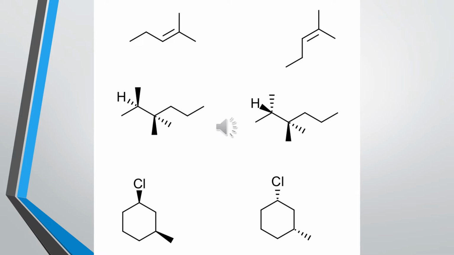Okay, well, this is kind of fun. Let's try these. So again, study the pairs of structures and denote them with N for no relationship, I for identical, C for constitutional, G for geometric, R for relative stereoisomers, A for absolute stereoisomers. Okay, so take your time, study the molecules, use your models. You have all the time you need.